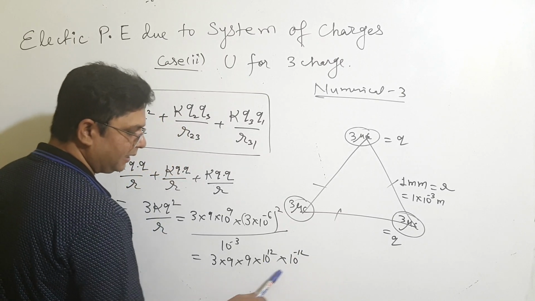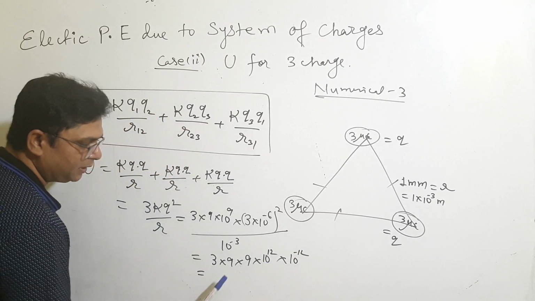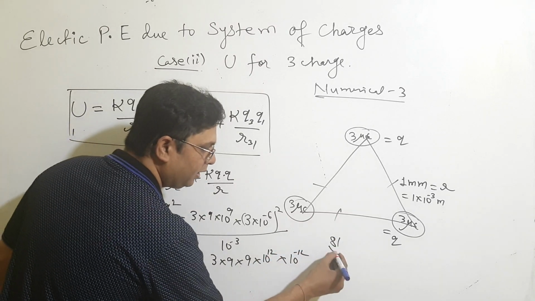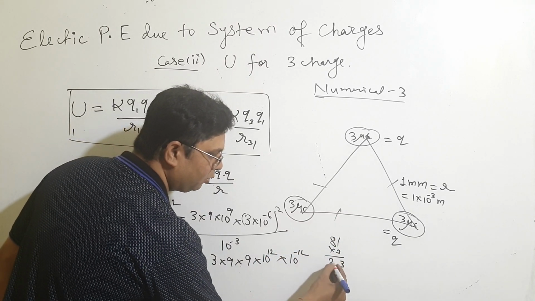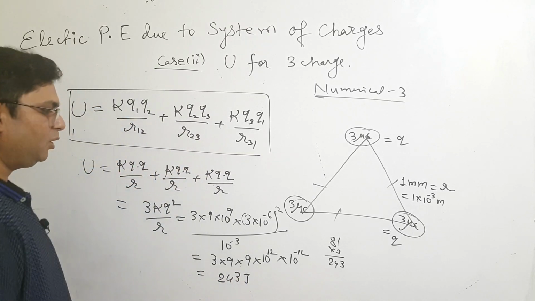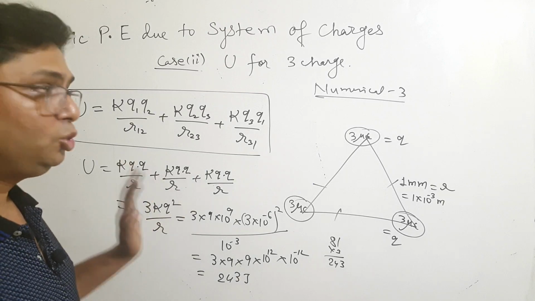So this power will cancel out. So we have 9 into 9, 81, and 81 into 3, 243 joule. So energy required is 243 joule.